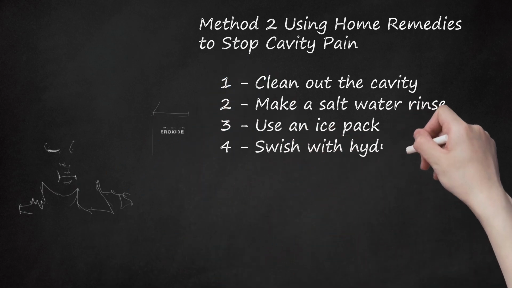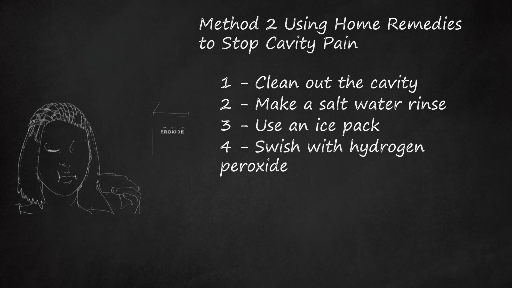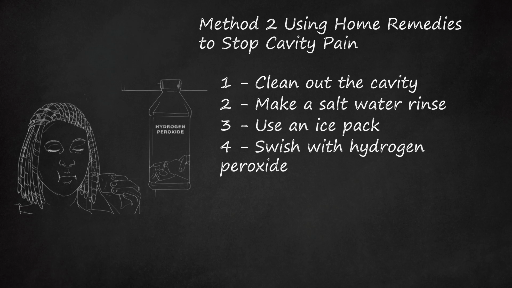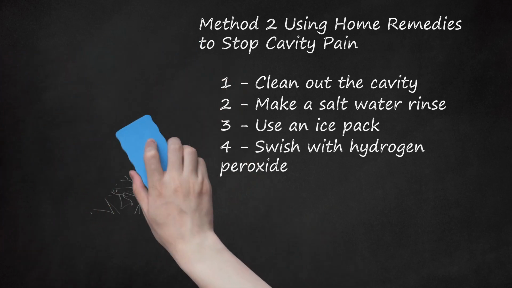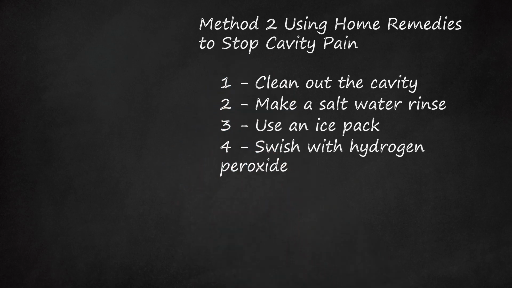4. Swish with hydrogen peroxide. Hydrogen peroxide can help remove bacteria in the cavity and clean the area to help reduce infection. Swish your mouth with a 3% solution of hydrogen peroxide. Keep it in your mouth for up to a minute. Spit it out and make sure not to swallow this solution. Avoid using hydrogen peroxide solution for more than 5 days in a row or your teeth will get sensitive.